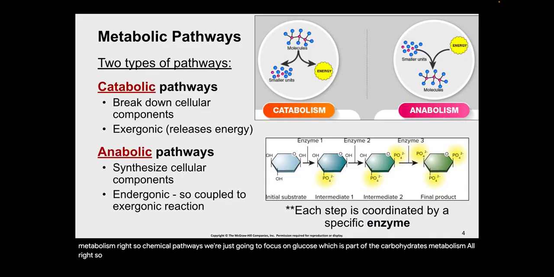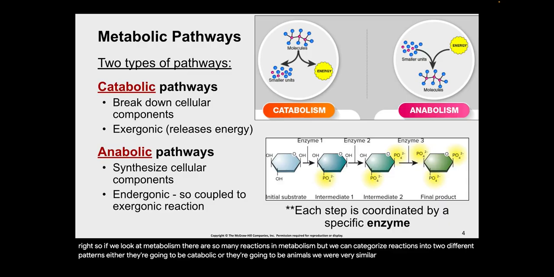All right, so if we look at metabolism, like I said, there are so many reactions in metabolism, but we can categorize reactions into 2 different pathways. Either they're going to be catabolic or they're going to be anabolic. Right? These are very similar to exergonic and endergonic reactions. Right? So catabolic reactions, they are exergonic, which means they release energy. They happen spontaneously. But we're breaking down cellular components. We are taking a larger molecule, breaking it down into its component building blocks, releasing energy in the meantime.